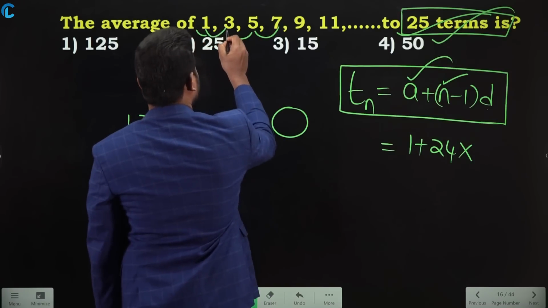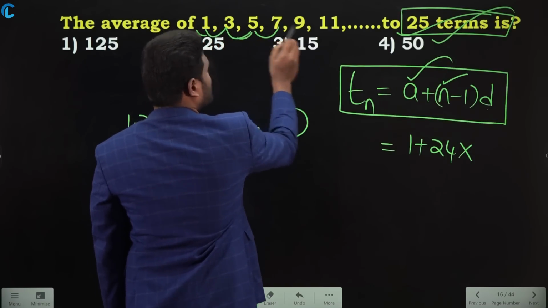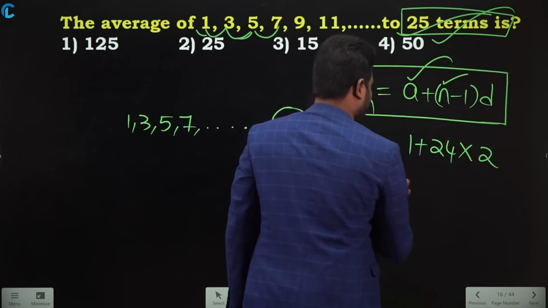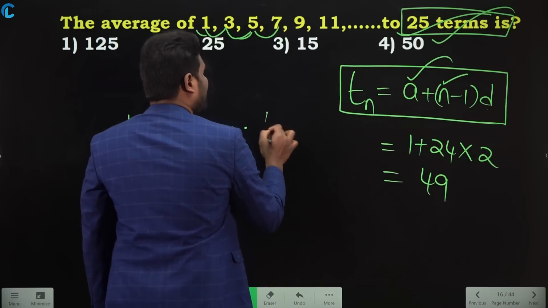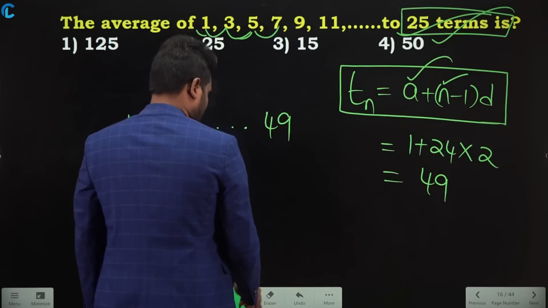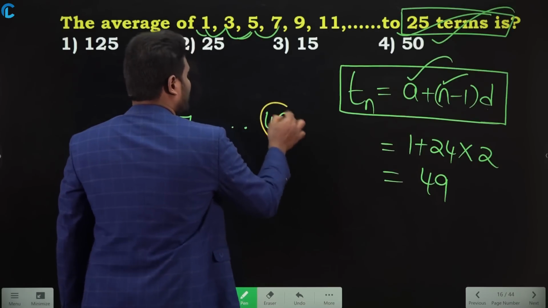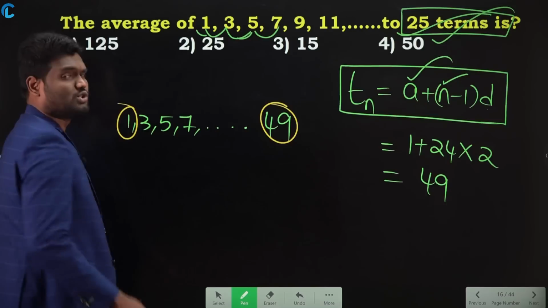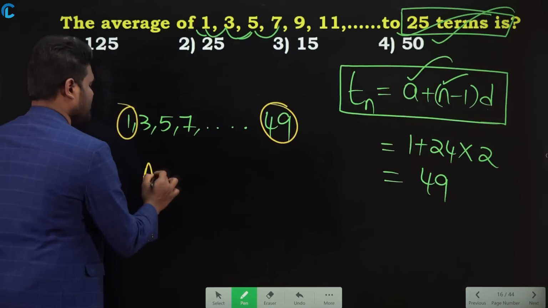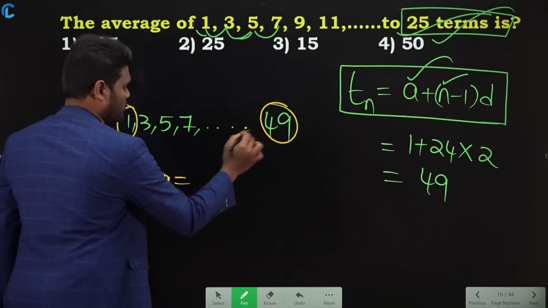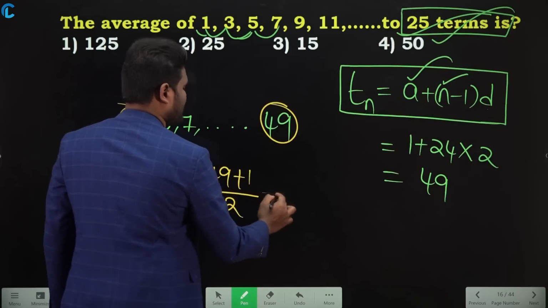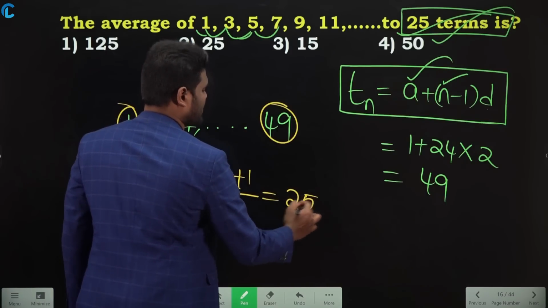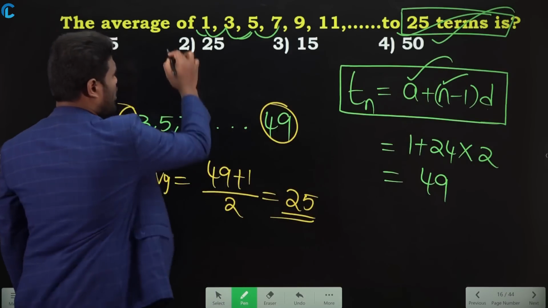Look here, what is the common difference? The common difference is 2, 2, 2, 2, 2. Yes or no? So when you calculate this, it is going to be 49, which means the 25th term is 49. Highest number is 49 and lowest number is 1. So average is nothing but the highest number plus the lowest number by 2. So 49 plus 1 by 2. So the answer is 25, which is option 2.